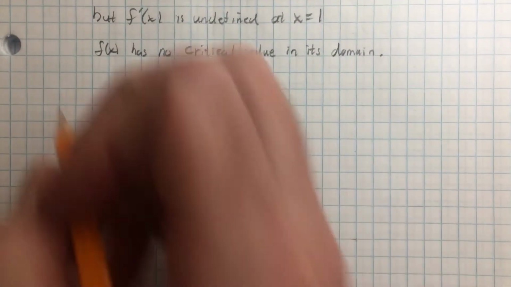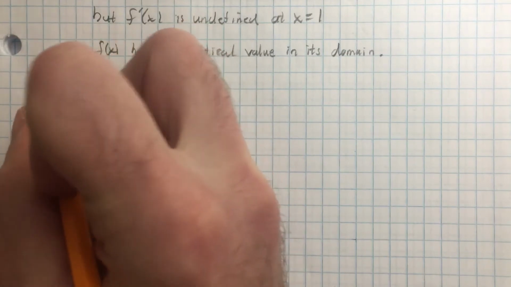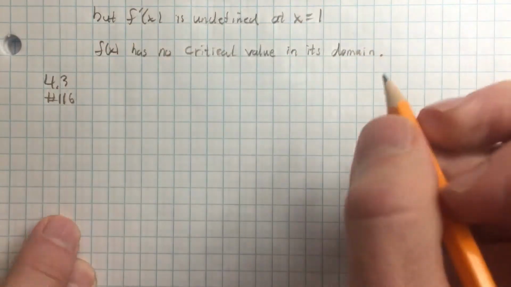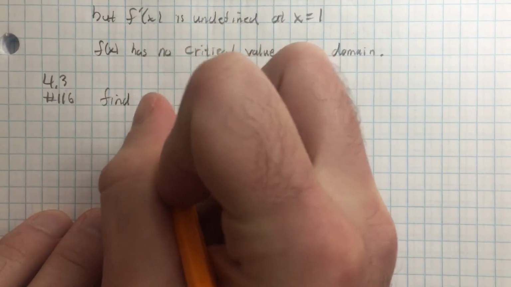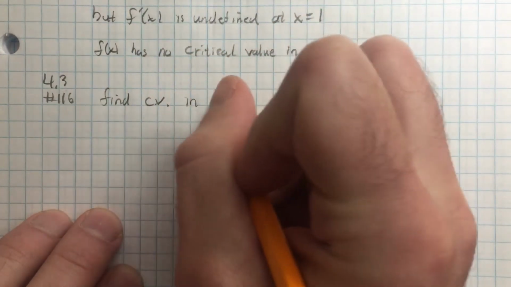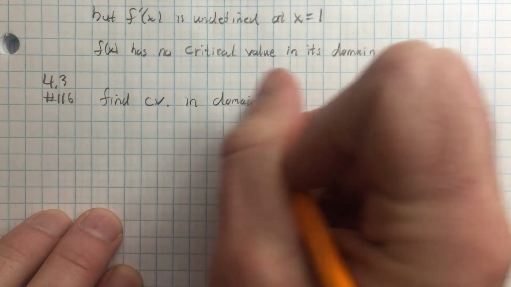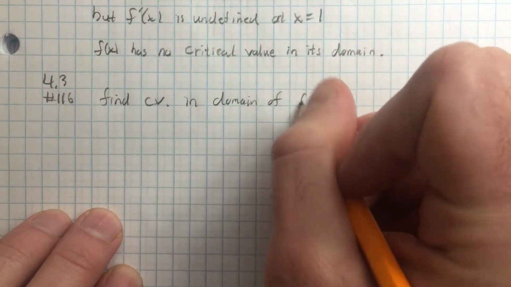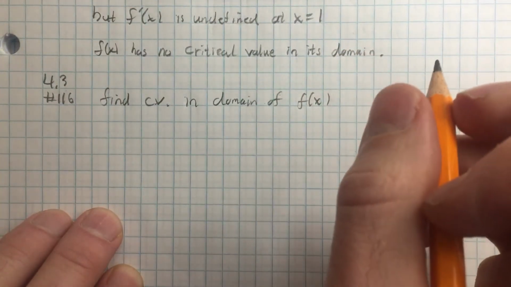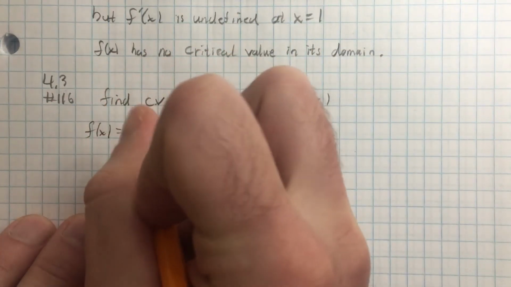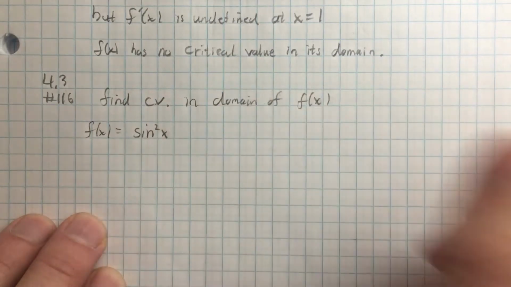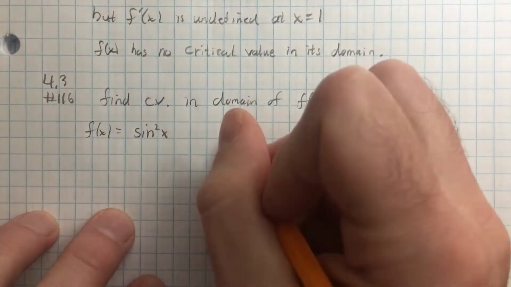4.3, number 116. Again, it's find critical values in the domain of f. The function this time is sine squared. f of x equals sine squared x. All right, so what's the domain of that?